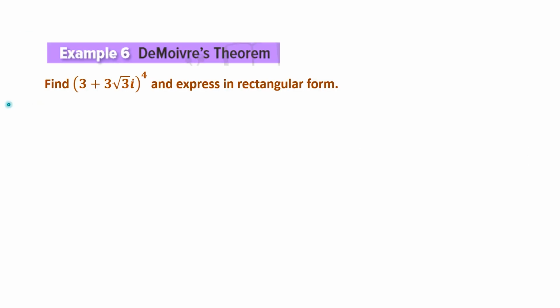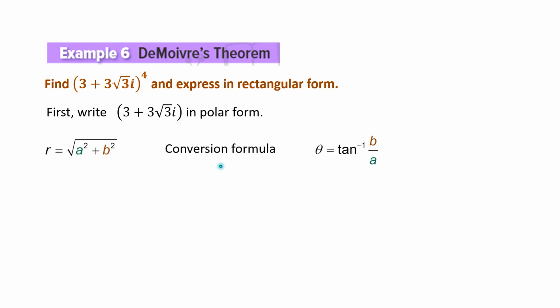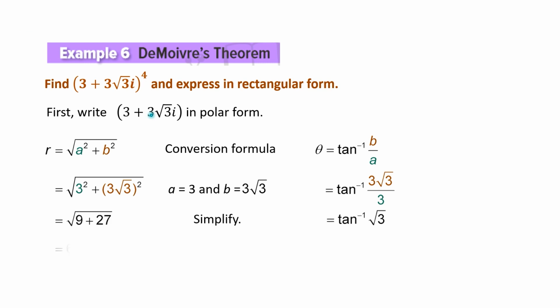Let us now see an example where we use de Moivre's theorem. We want to find the fourth power of the complex number 3 plus 3 root 3i and express it in rectangular form. To begin with, we first write this complex number in polar form. So we calculate the value of r and theta. Here a is 3 and b is 3 root 3. So we substitute the values and simplify, and we get r equals 6 and theta equals pi by 3.